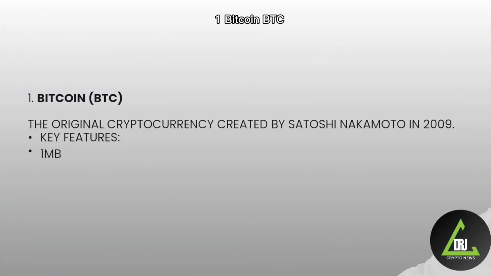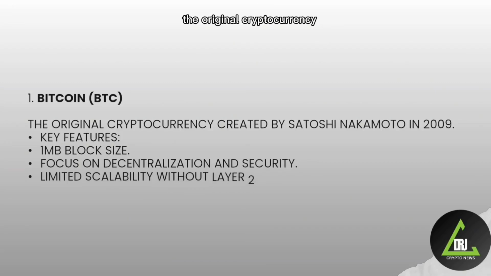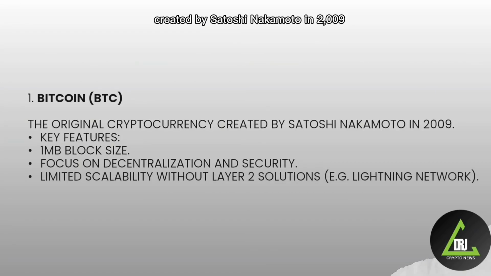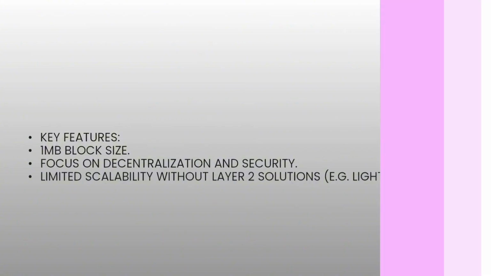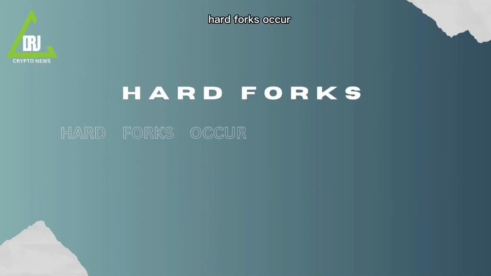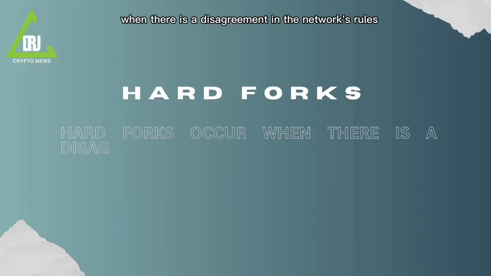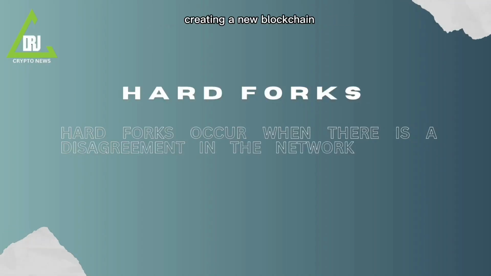1. Bitcoin, BTC, the original cryptocurrency created by Satoshi Nakamoto in 2009. Key features: 1 MB block size, focus on decentralization and security, limited scalability without layer 2 solutions, e.g. Lightning Network. Hard forks occur when there is a disagreement in the network's rules, creating a new blockchain incompatible with the original.